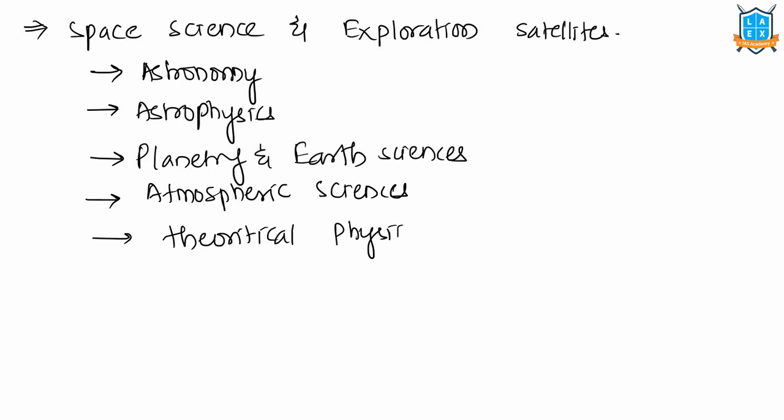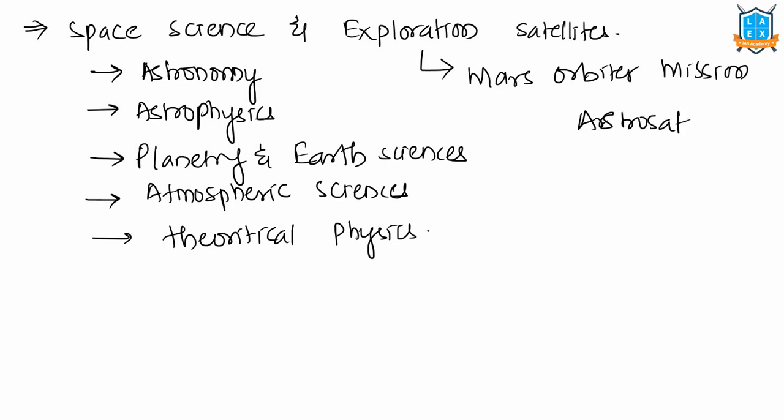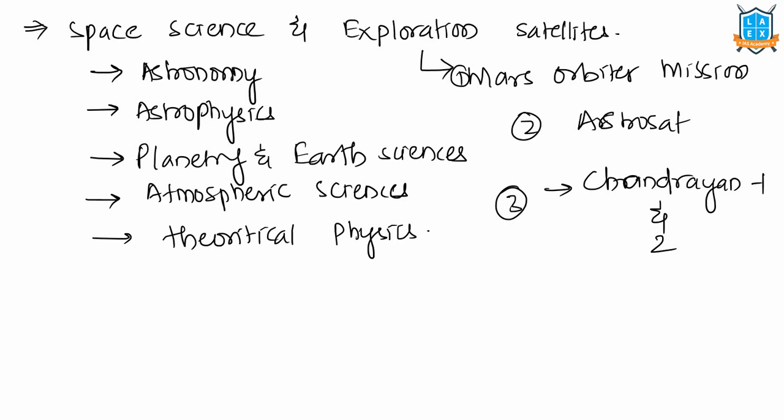So, what are the different space science and exploration satellites used for space observation? First is the Mars Orbiter Mission. Next is AstroSat. Next is Chandrayaan. How many Chandrayaans do we have? Chandrayaan 1 and Chandrayaan 2. These are the satellites used for observing space and exploring different kinds of activities in space.